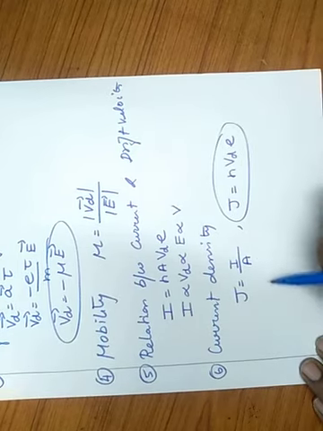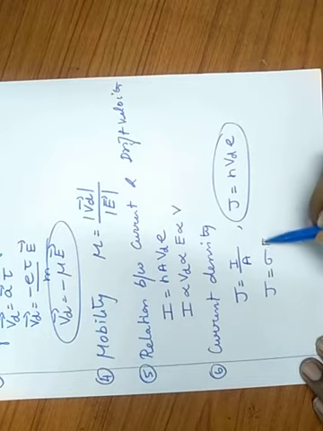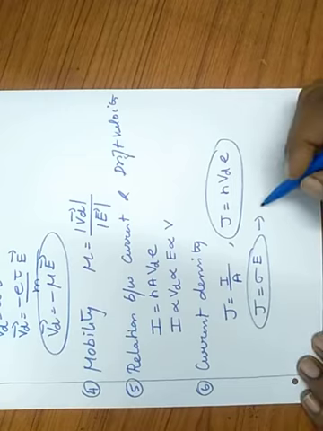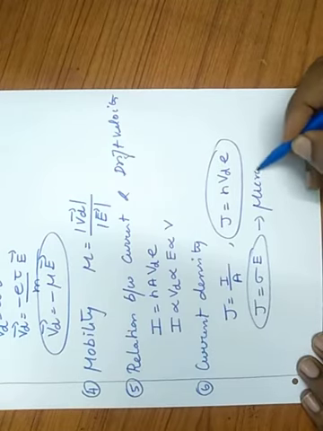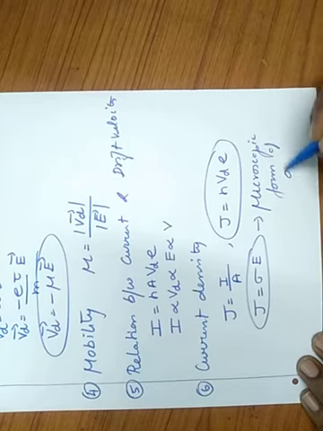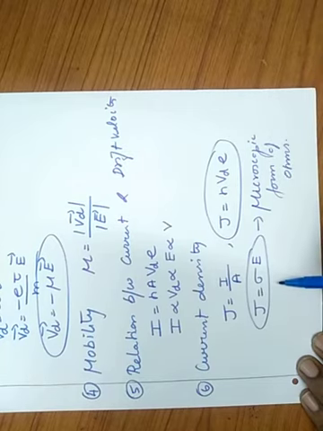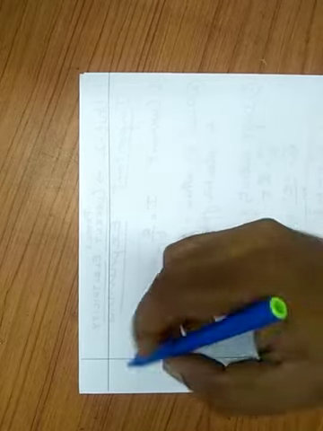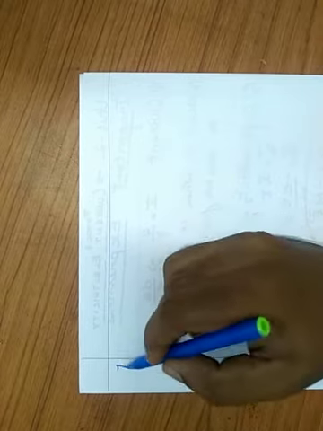Then we can write in terms of sigma also. Then J is equal to sigma E. Here this is the microscopic form of Ohm's law. Using this relation we can find the macroscopic form of Ohm's law. Okay, in the current density expression, J is equal to sigma E, that sigma represents conductivity.